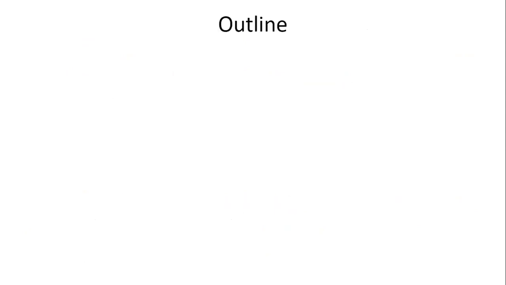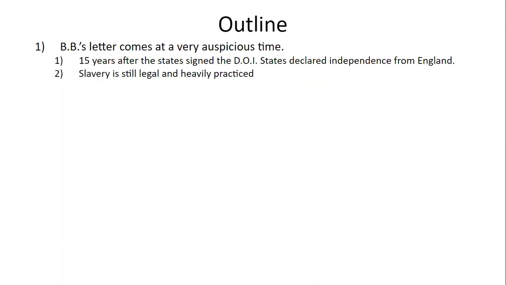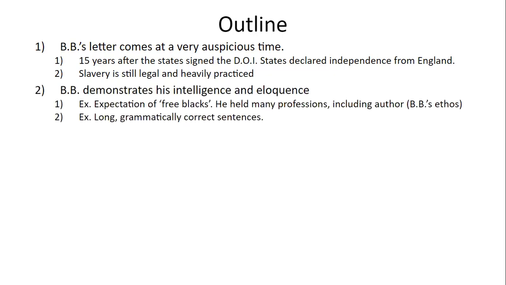Okay, using what we have, let's jot down a couple of things that we could turn into claims and some evidence of where we found it in the article. We know that Benjamin Banneker's letter comes at a very auspicious time. It's 15 years after the Declaration, and slavery is still legal. We know that Banneker demonstrates his intelligence and eloquence. We think about the expectations of, quote, "free blacks" at the time. He held all those professions. He was an author. He used long, grammatically correct sentences.